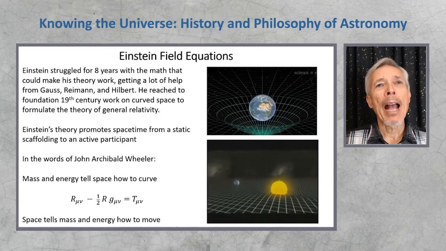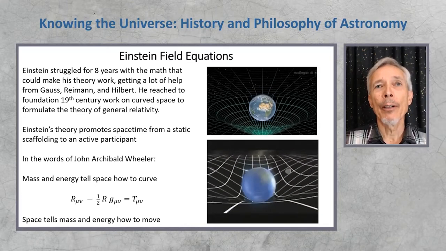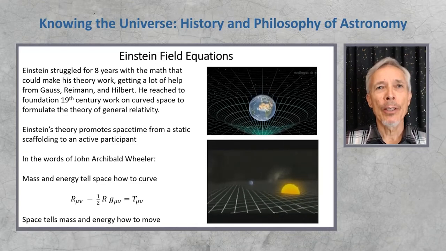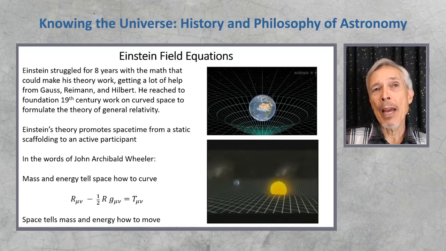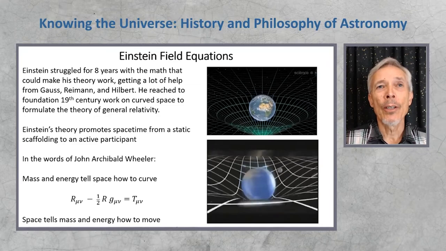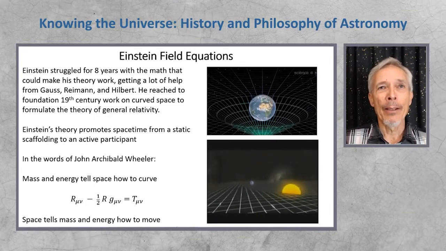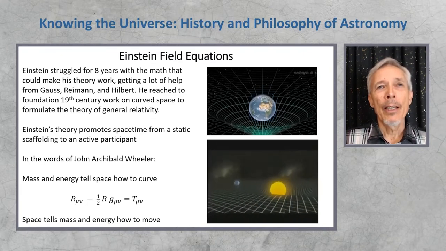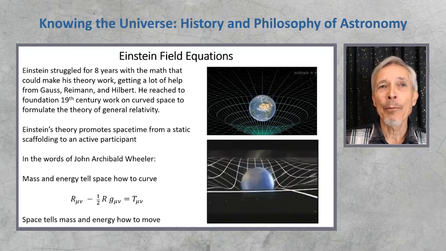He had to reach back into foundational 19th century work on curved space to formulate the theory of general relativity. Interestingly, Russian and German mathematicians in the mid-19th century had worked out the mathematics of curved space and of multi-dimensional space-times involving more than three or four dimensions. It was just general and beautiful math. Einstein plucked this math from the 19th century and applied it to a new physical theory of gravity. His theory promotes space-time from a static scaffolding, as in Newton's idea, to an active participant.